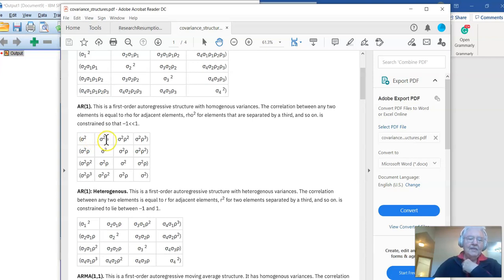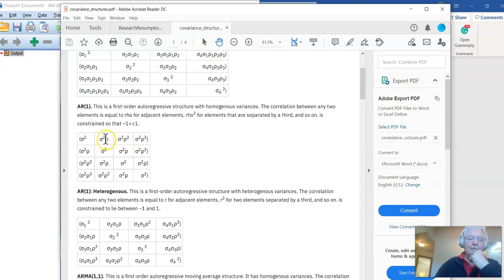But the correlation between 1 and 2, 1 and 3, 1 and 4 are different, but they're different in a very systematic way. So, for example, let's say this row is equal to 0.6. Then 1 and 2 are correlated at 0.6.